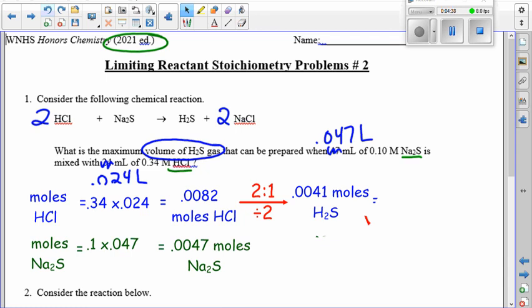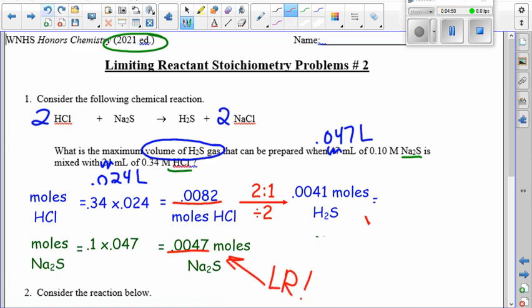Let's do a quick pause here. Some people may be tempted to make this mistake where they're like, oh, okay, so this is 0.0082, this is 0.0047, this is a lower number, so this is our limiting reactant. Okay, but we do not want to do that. No, no, no. Because these are 2 different units.